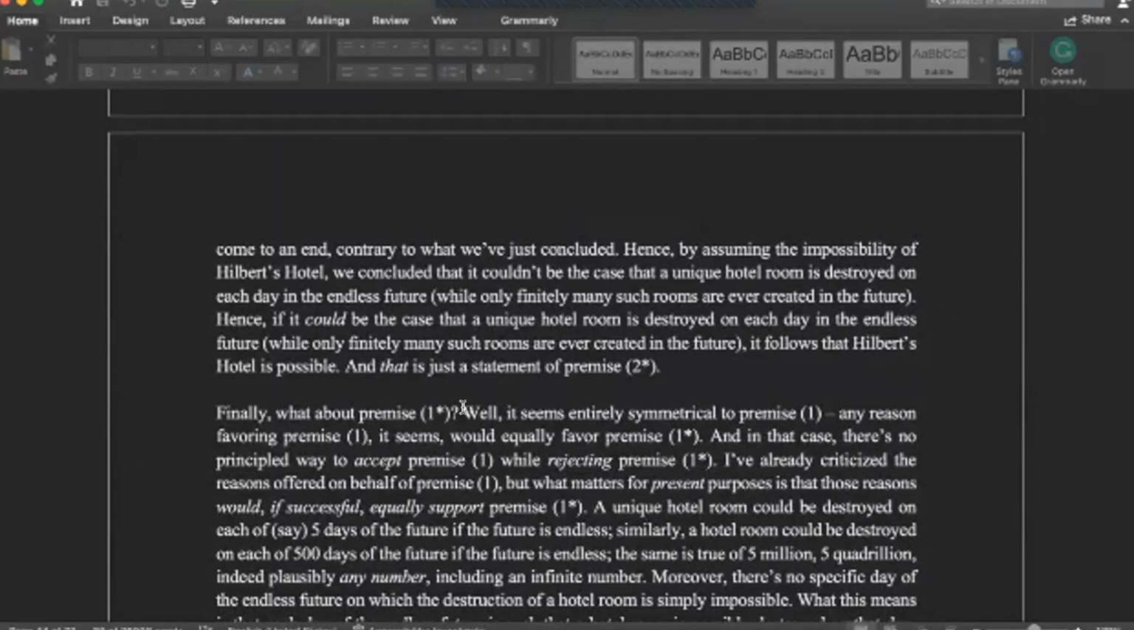A unique hotel room could be destroyed on each of, say, 5 days of the future if the future is endless. Similarly, a hotel room could be destroyed on each of 500 days of the future if the future is endless. The same is true of 5 million, 5 quadrillion, 5 quintillion, indeed plausibly any number, including an infinite number. And if you're paying attention, this is basically the exact same motivation that I discussed, and I'm just altering the wording ever so slightly. This is the exact same motivation I discussed in the context of premise 1.